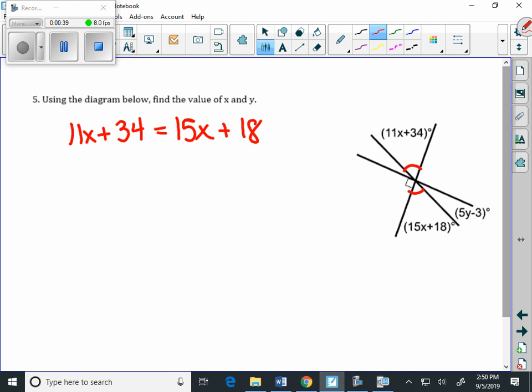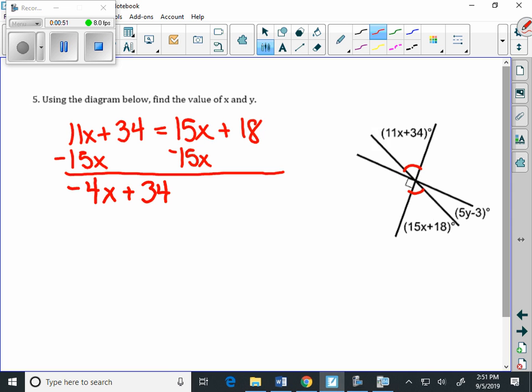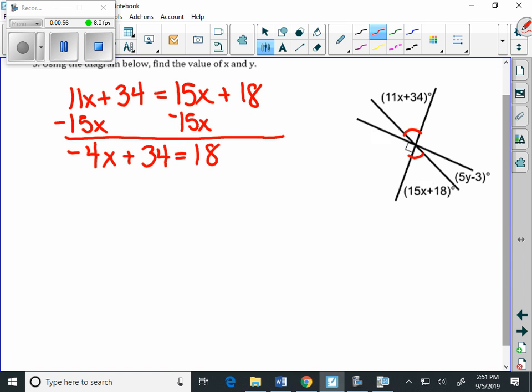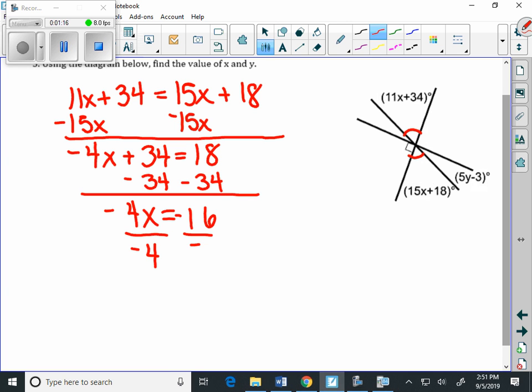I'll solve the way your Algebra 1 teacher taught you. I will move my letter to the left. When we move our letter to the left, we get negative 4x plus 34 equals 18. So we're going to move 34 to the other side, so we're going to subtract 34 on both sides. And we get negative 4x equals, let's see, 14 minus 8... is negative 16. And then we divide both sides by negative 4, and x equals positive 4.